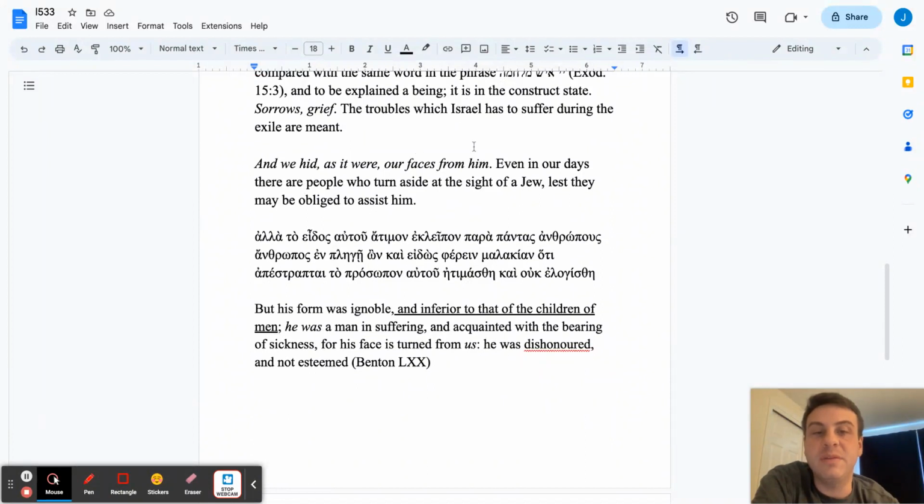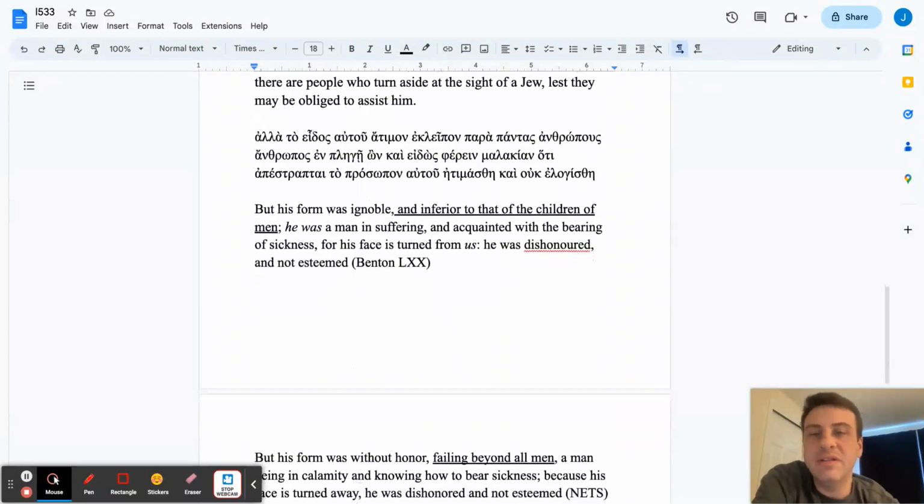We hid our faces from him. What does Ibn Ezra say about that? That the people turned their face at the sight of the Jew. And he was writing in the medieval period when this was very much the case, that being a Jew was not something to be highly valued.